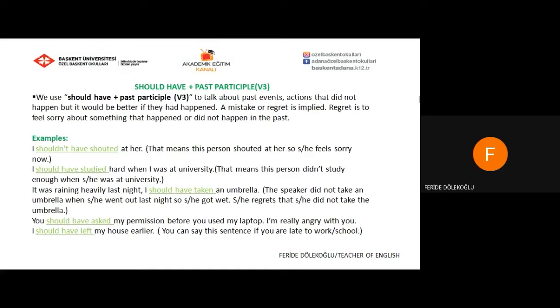It was raining heavily last night. I should have taken an umbrella. Here, the speaker didn't take an umbrella, so the speaker regrets that he or she didn't take the umbrella. You should have asked my permission before you used my laptop. I'm really angry with you. I should have left my house earlier. You can say this sentence if you are late to work or school.